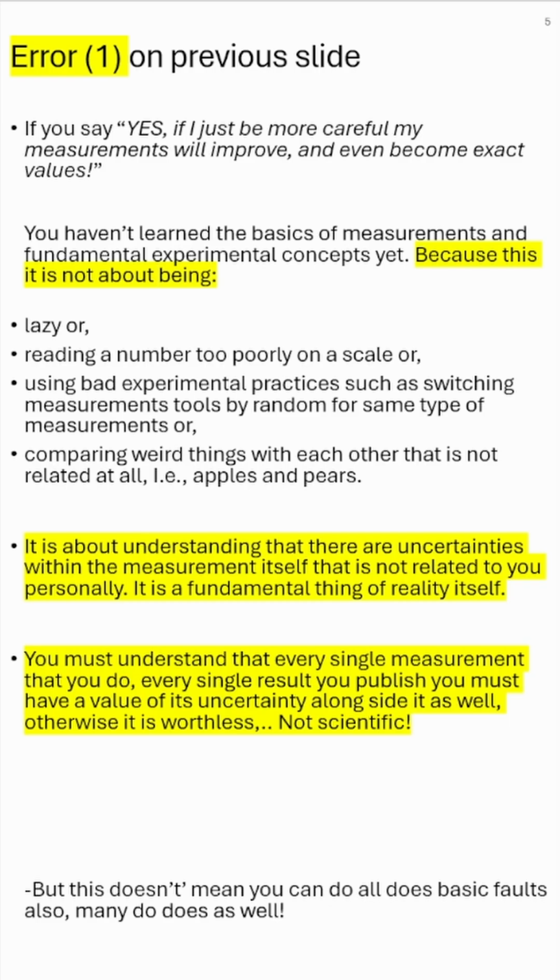The error one then. So the error one was if you said, yes, I just need to be more careful when I'm doing my measurements, and then they will improve. They can even become exact values. All right, that was the deadly error one. If you are in that case, you haven't learned the basics of measurements and fundamental experimental concepts and general ideas about statistics.